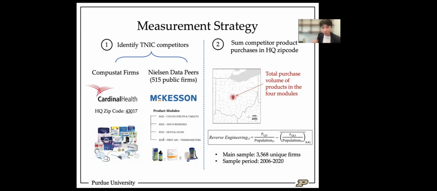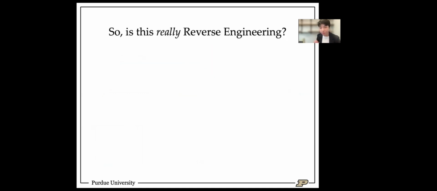So overall, after doing these steps, we have around 3,500 unique firms in the sample, and we're able to track this type of abnormal purchasing behavior over almost 15 years from 2006 to 2020. So having measured this abnormal product purchases of specific headquarters that suggests reverse engineering activity, we really have to now nail down this construct validity.